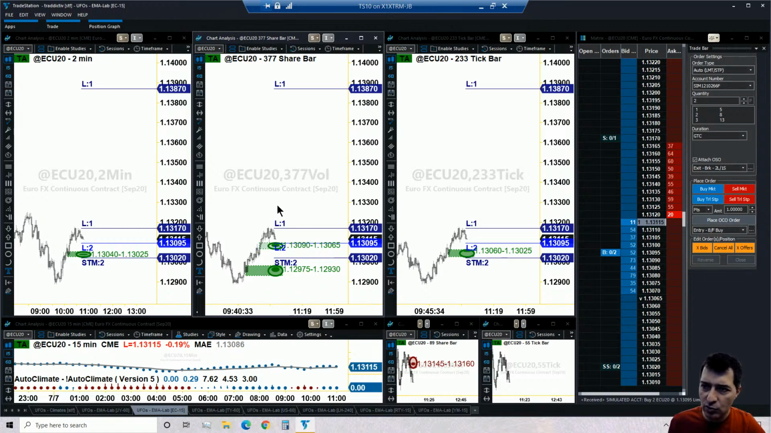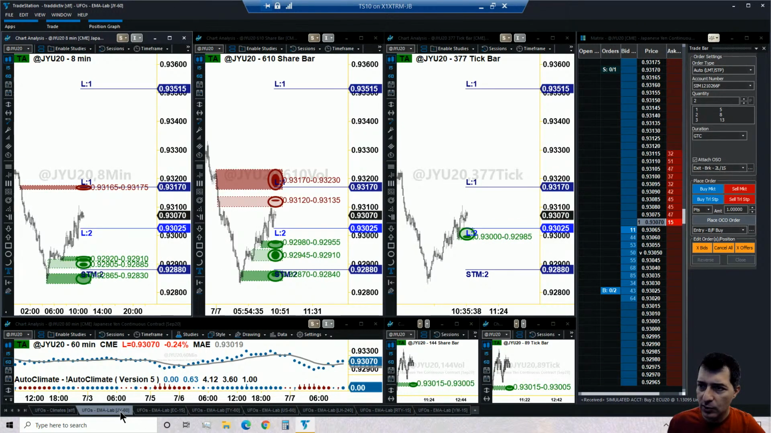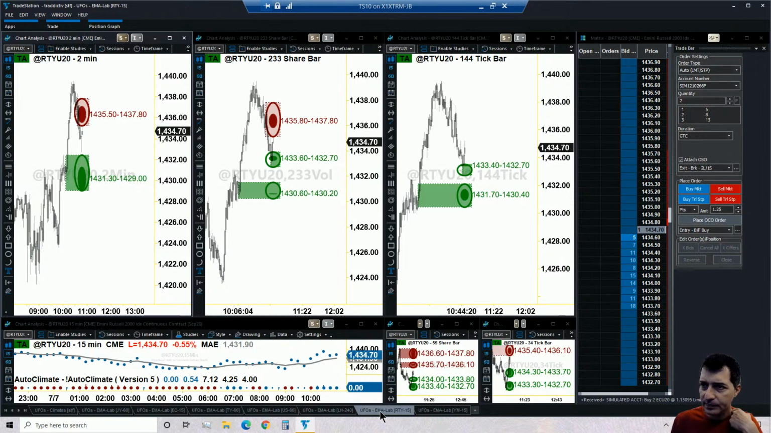Okay, so the trade on the euro is still valid, even though the EMA value has changed a little bit because we had a new update on the 15-minute time frame, but this trade is still valid right now. Okay, so the yen trade waiting to get filled, the euro trade waiting to get filled. Let's move into the yen.